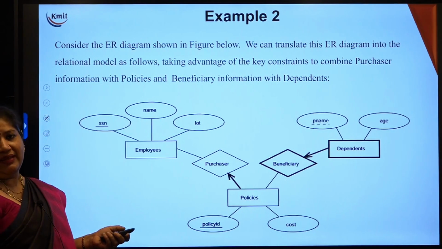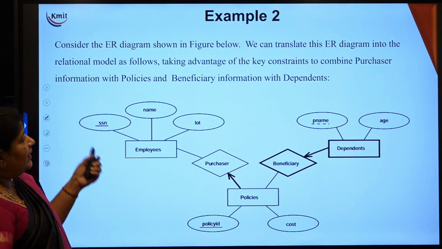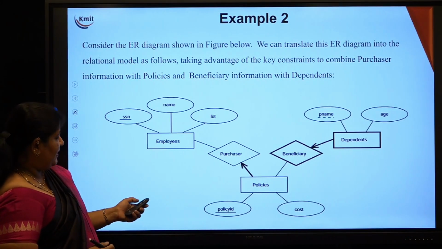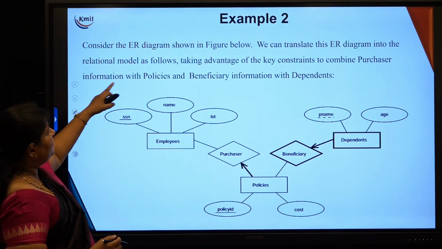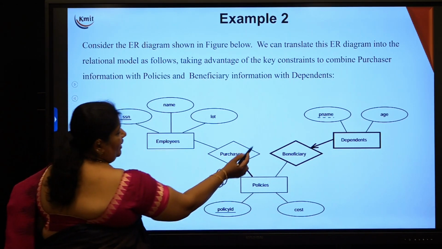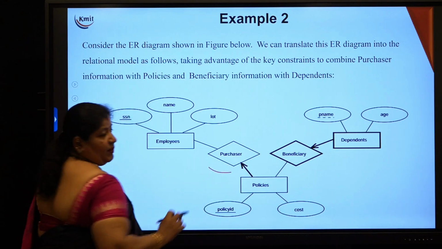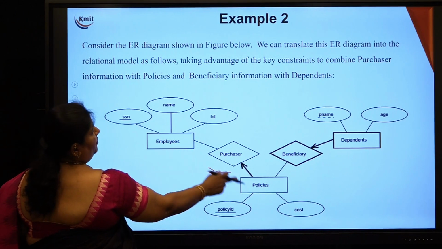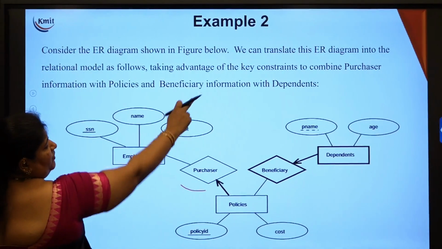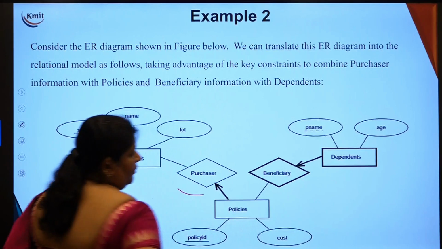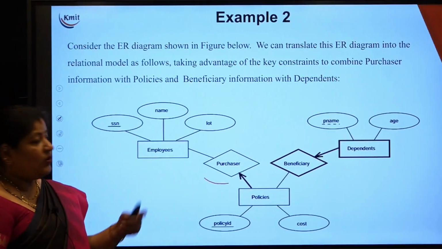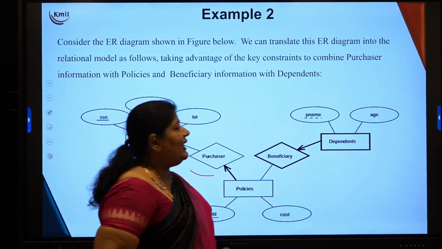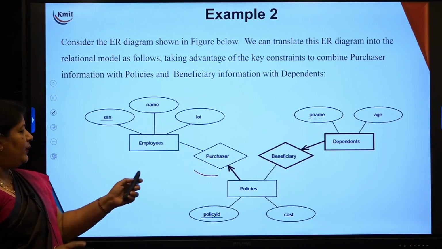We can go by a shortcut method by using the advantage of the key constraints here. We can combine the purchaser information with the policies. Here we say employees purchase the policies. The information of the purchaser can be combined with the policies and beneficiary information with dependents, because dependents are the beneficiaries. So, what information, what policy ID? Now, together with this policy ID and P name, I will be able to identify them.